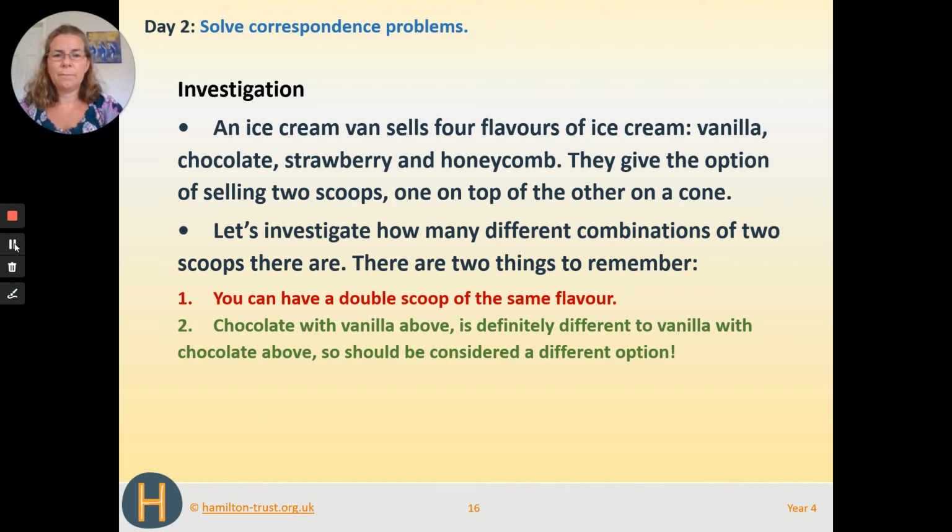Let's see how you got on. Did you remember to work systematically? When I did it, I started with vanilla and I had vanilla chocolate, vanilla strawberry, vanilla honeycomb, and then vanilla vanilla. Then I went to chocolate, chocolate vanilla, chocolate strawberry, chocolate honeycomb, chocolate chocolate. And then I did strawberry. I hope you're getting to see the first 2, there were 4 of each.